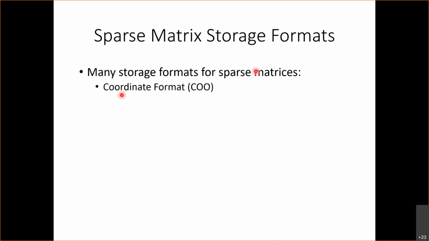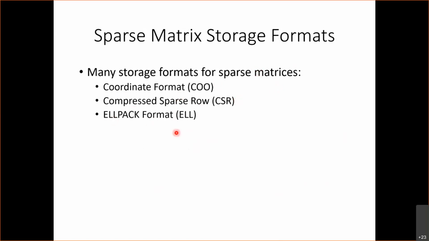So one format is the coordinate format, abbreviated COO. Another is the compressed sparse row format, CSR, and these are the 2 formats we'll focus on today. Another format is the ELLPACK format, and the abbreviation for that is ELL. And then there's also the jagged diagonal storage format, which is JDS. And there are many other formats out there. People still do research on different formats for representing sparse matrices depending on what their specific application is.